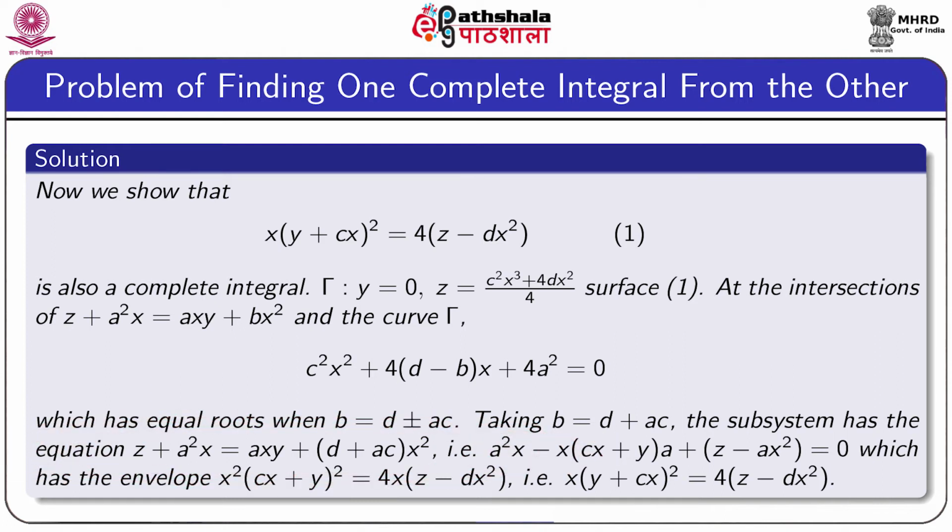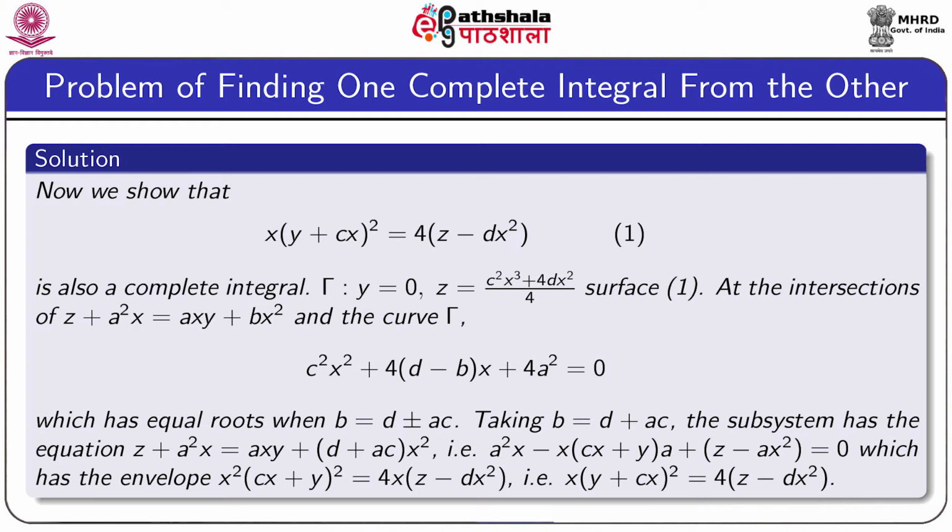Now the condition for having two equal roots gives a relation between b, a, c, d as b is equal to d plus minus ac. Now taking b equal to d plus ac, the subsystem becomes (z plus a) square x equals to axy plus (d plus ac) into x square, or it can be written in the form which is given in the next line.